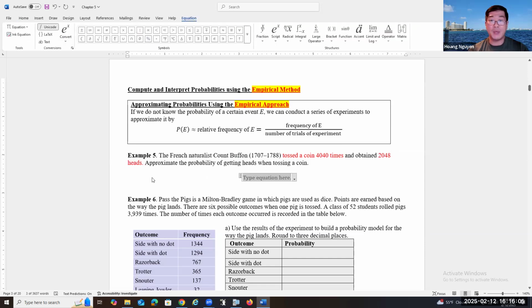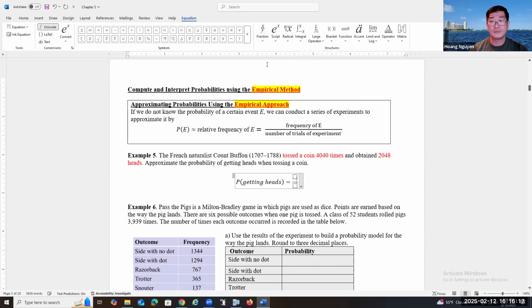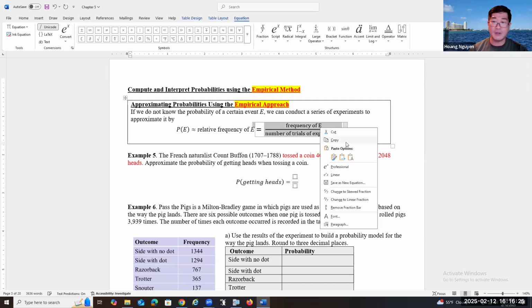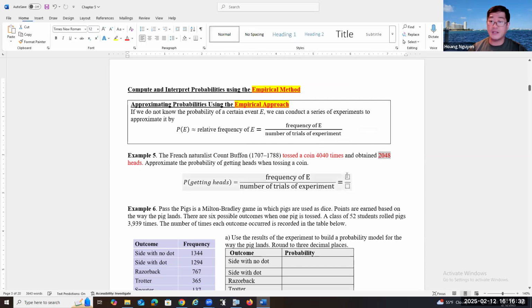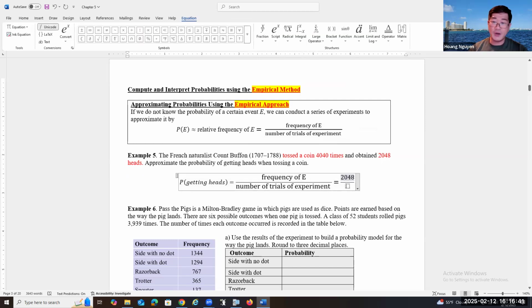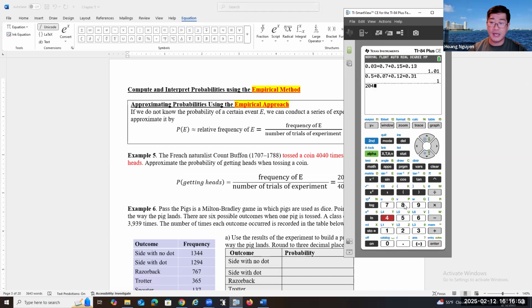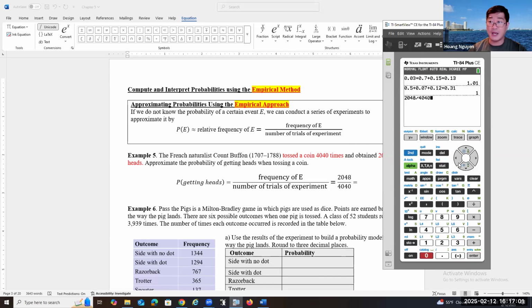For this question, we're gonna use the empirical approach because we can actually conduct the experiment. So the probability of getting head will be equal to the frequency of event E divided by the number of trials, right? So this is gonna be the formula right here. I will just copy that then. So event E was getting a head. So the frequency of event E is 2048, out of the number of trials of the experiment, which is 4040. Among 4040 times that he tossed a coin, he got 2048 heads. So we're gonna perform this calculation, 2048 divided by 4040. So this is gonna be the approximation of the probability of tossing a head, right? So flip a head, yeah.